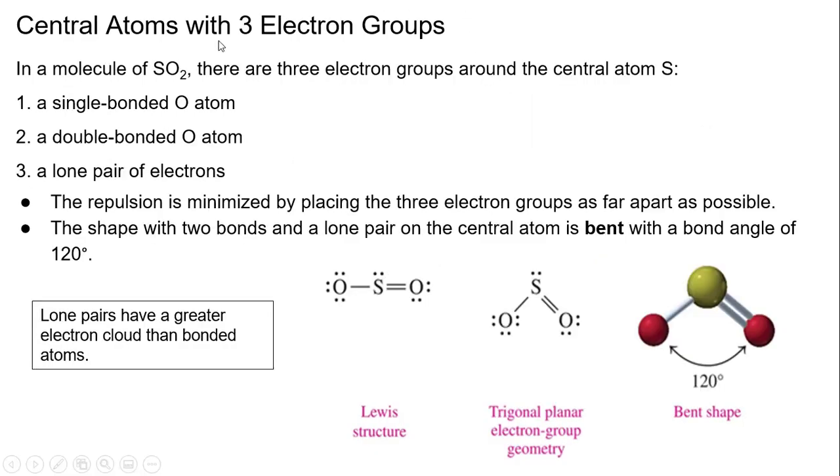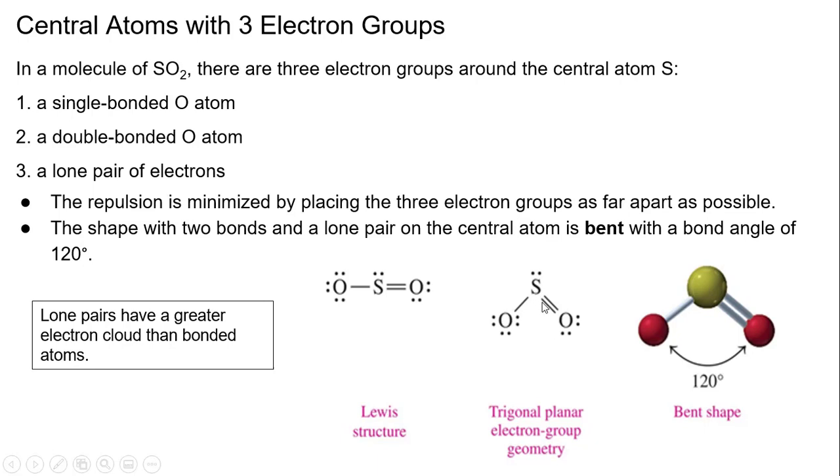Now we have a central atom with 3 electron groups again, but these are not all bonded atoms. In this molecule, SO2, we have a single bond, a double bond, and a lone pair. And with this, it does change a little bit. What we're looking at here is that repulsion is minimized by placing the 3 electron groups as far apart as possible. So we would draw the Lewis structure. We would determine the electron group geometry. Now, electron group only depends on how many are touching the central atom, not what type is touching.